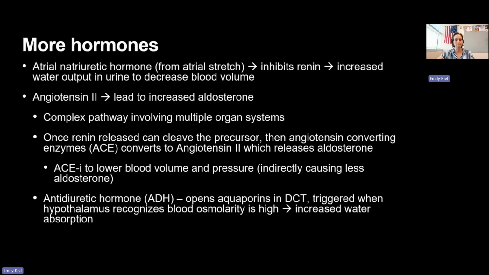And then we've got antidiuretic hormone. This hormone acts in the distal convoluted tubule, and it is triggered when the hypothalamus sees that the blood osmolarity is high. So if we don't have enough water, we're dehydrated, things get too concentrated, it's going to release this hormone, and it's going to say, hey, continue to reabsorb water.